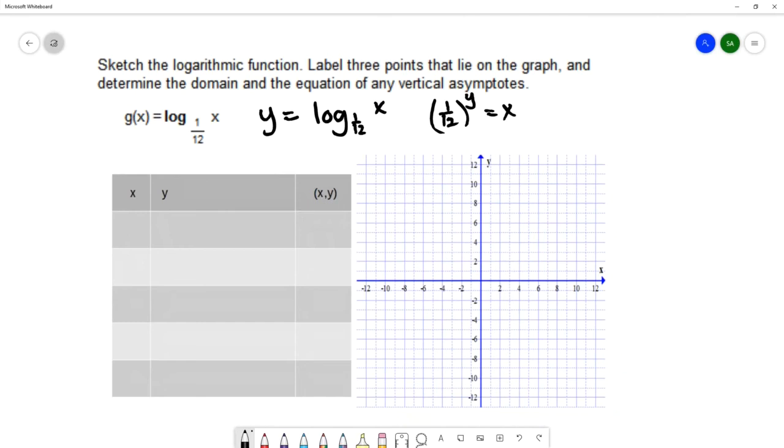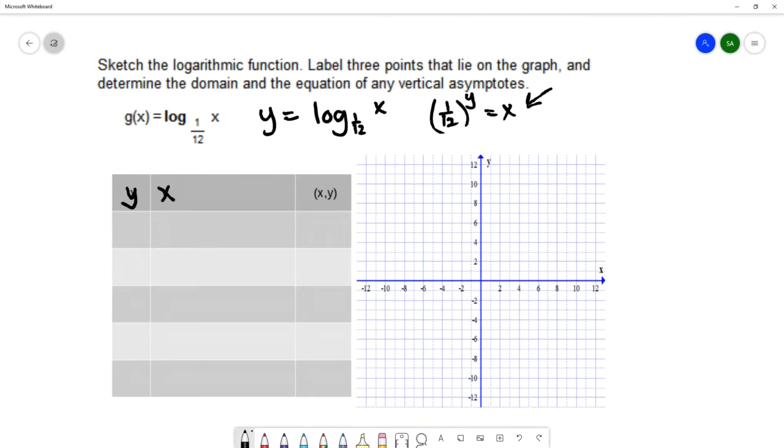And I'm going to find ordered pairs in this form. Now typically when we find ordered pairs, we're going to be choosing an x value and finding a y. But because I rewrote this equation in exponential form, it says x equals instead of y equals. So that means I'm going to choose values for y and find the values of x.